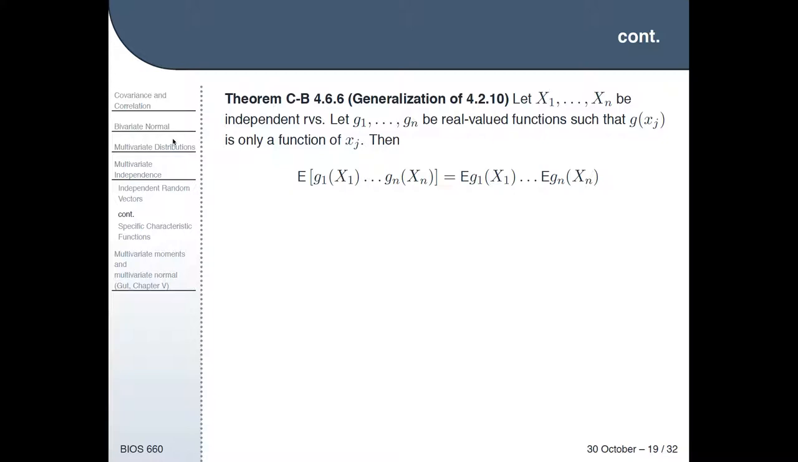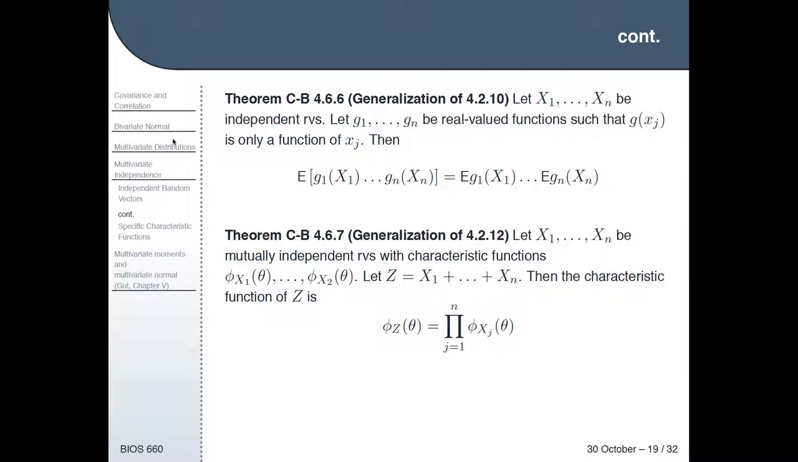And we can generalize the theorem that we discussed earlier with respect to the expected value of independent random variables, that if you take the expected value of x1 times x2 times up to xn, or in general any function g1 of x1 times g2 of x2 times up to gn of xn, that's just the product of the individual expectations. We proved that in the bivariate case. The proof in the multivariate case is completely analogous.